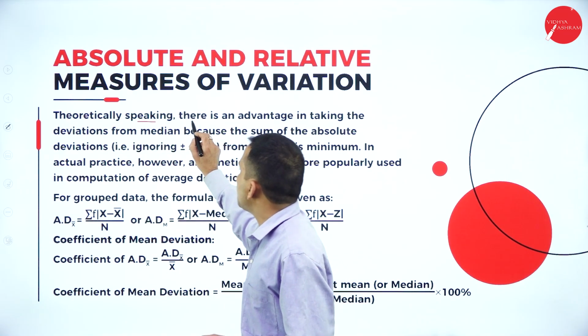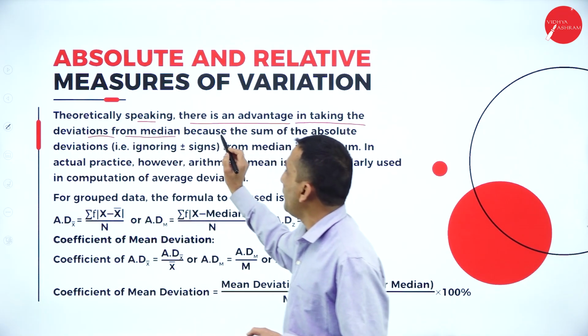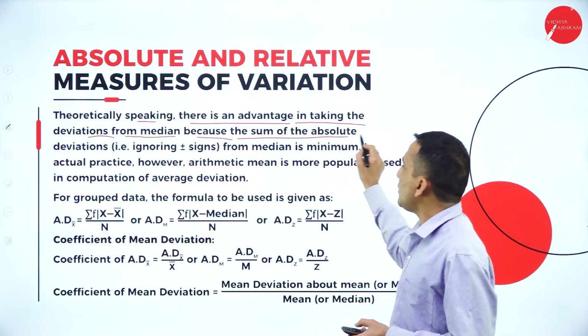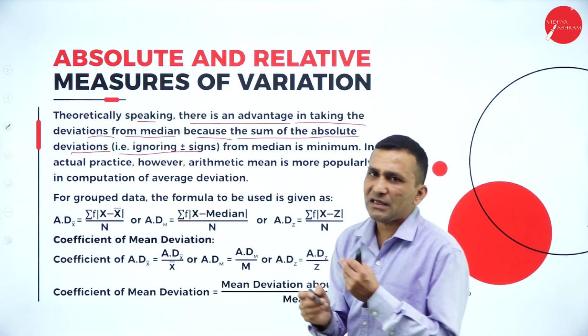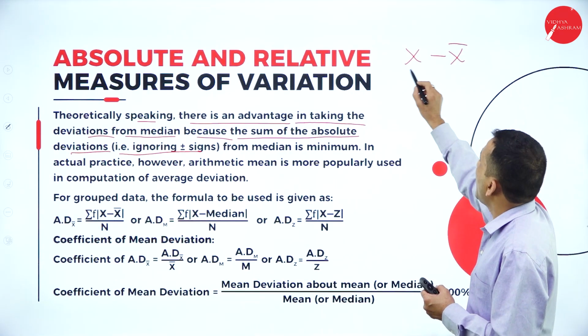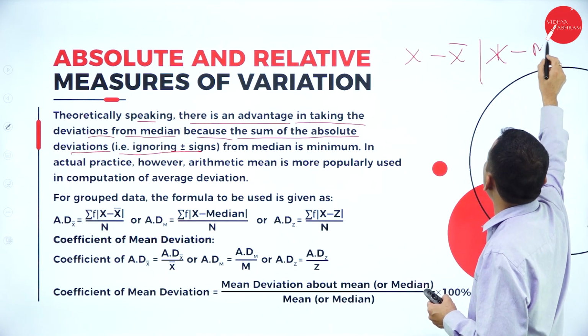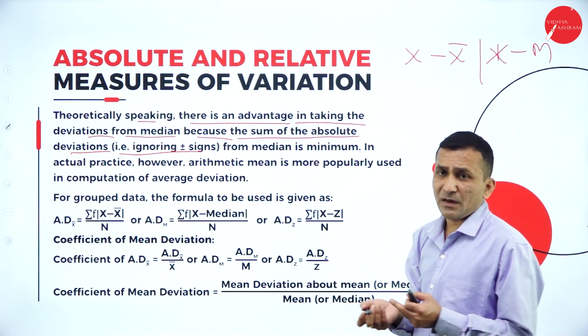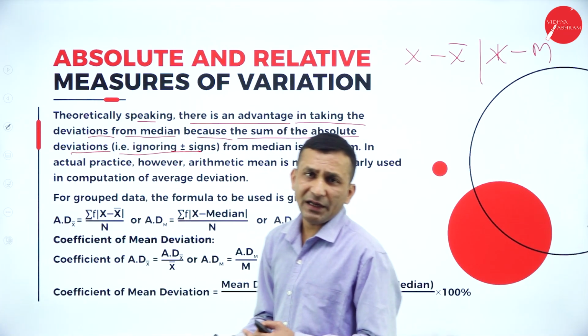So theoretically speaking, there is an advantage in taking the deviation from the median, because the sum of the absolute deviation, just ignoring sign plus and minus, is minimum. Suppose I have written x minus x bar, or in case of a median, x minus median. How we are calculating the median and x bar, there are certain steps I have already explained in the last section.